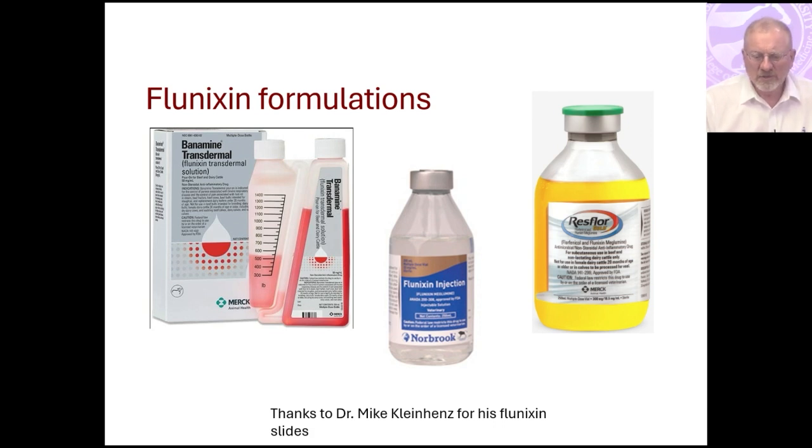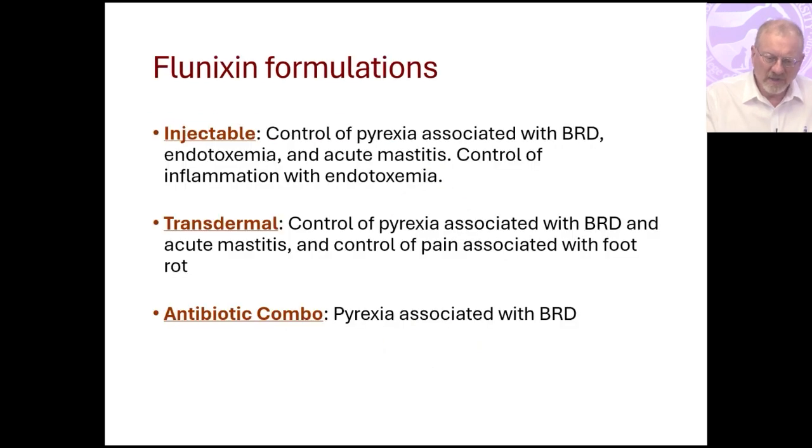So flunixin comes to us, and of course everyone in here is well familiar with these, but we have the injectable formulation labeled for control of pyrexia associated with BRD, endotoxemia, and acute mastitis, then control of inflammation and endotoxemia. The transdermal product is labeled for control of pyrexia associated with BRD and acute mastitis, and control of pain associated with foot rot. And then we have a combination with an antibiotic, several antibiotics labeled for BRD, pyrexia associated with BRD.